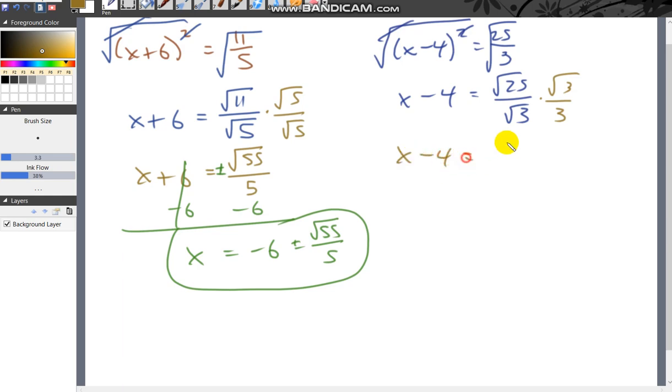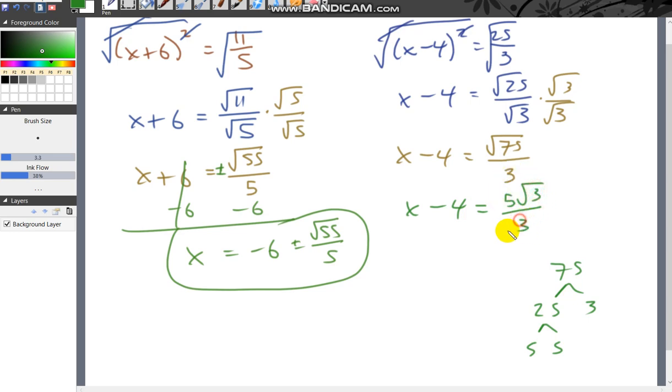So you get x − 4 equals, the square root of 25 times the square root of 3 is going to be the square root of 75. And then the square root of 3 times the square root of 3 is going to be 3. And then we can break up 75: 75 breaks up into 25 and 3, and 25 breaks up into 5 and 5. So x − 4 equals 5 times the square root of 3 divided by 3.